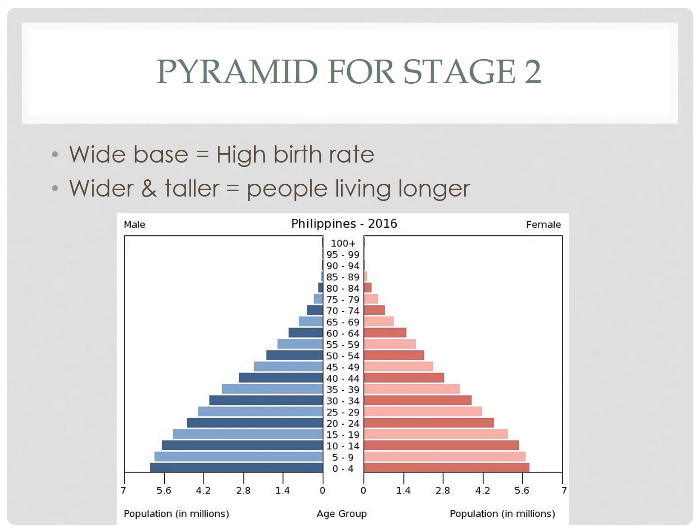The bottom is still the biggest, but it doesn't cave in anymore. Kind of straight sides on this. All right, it's wider and taller. People are living to be a little bit longer. That's indicative of a declining death rate that we see in stage 2. And this is a country that is growing very rapidly. The Philippines is a country that is growing very, very quickly. And their population is growing quite rapidly right now.